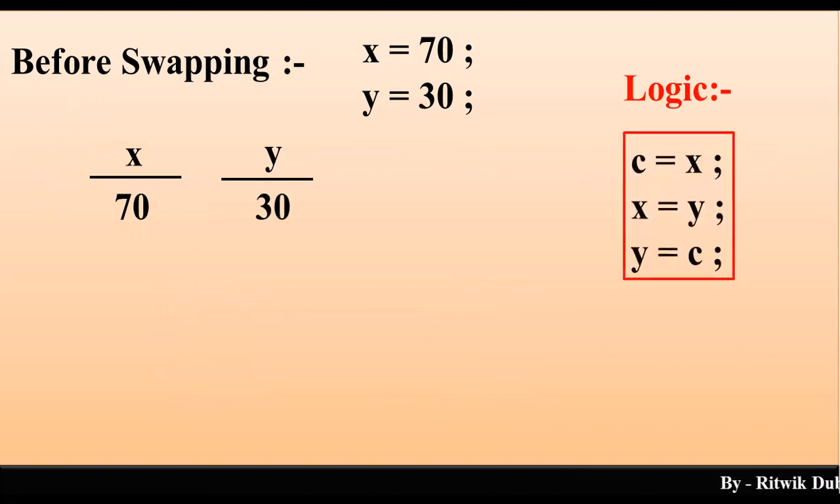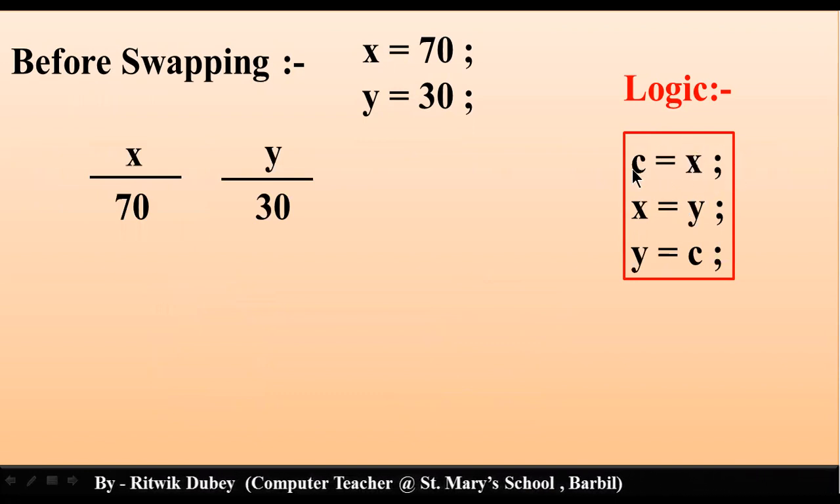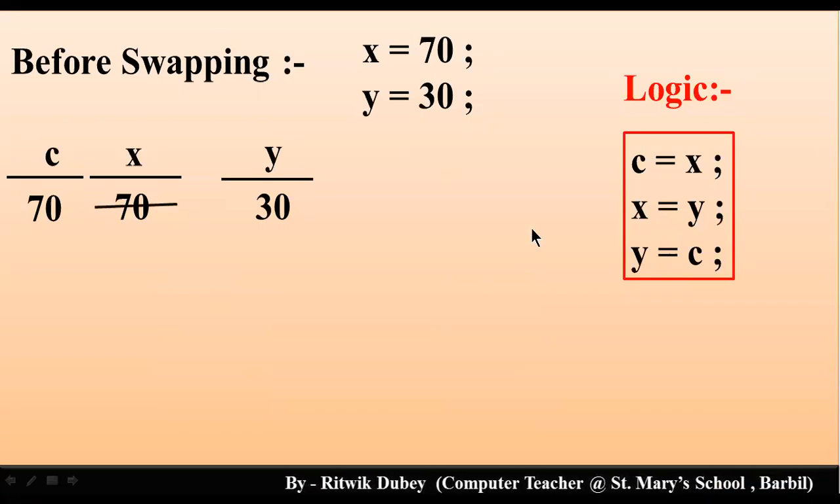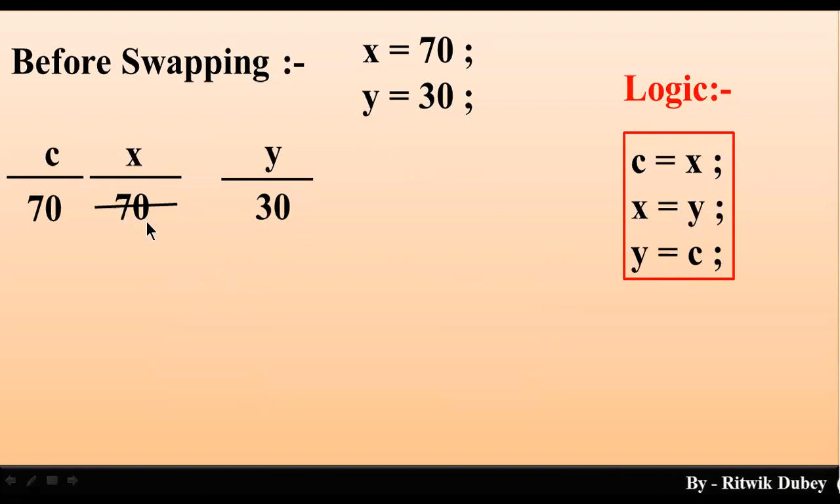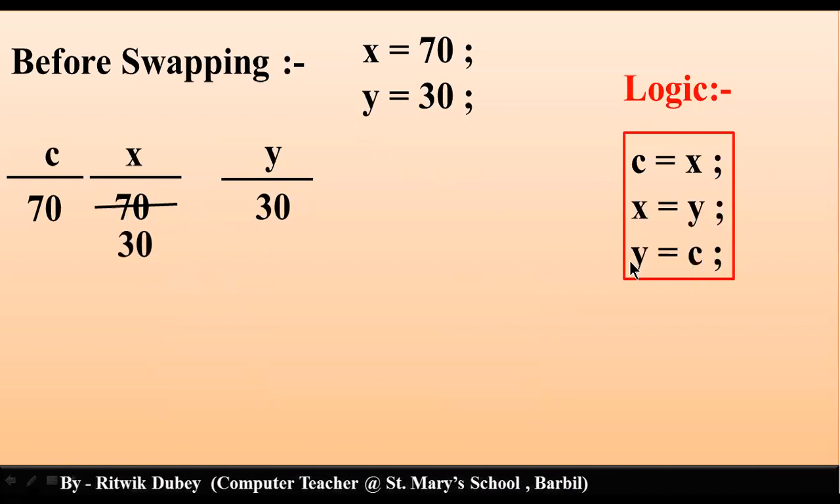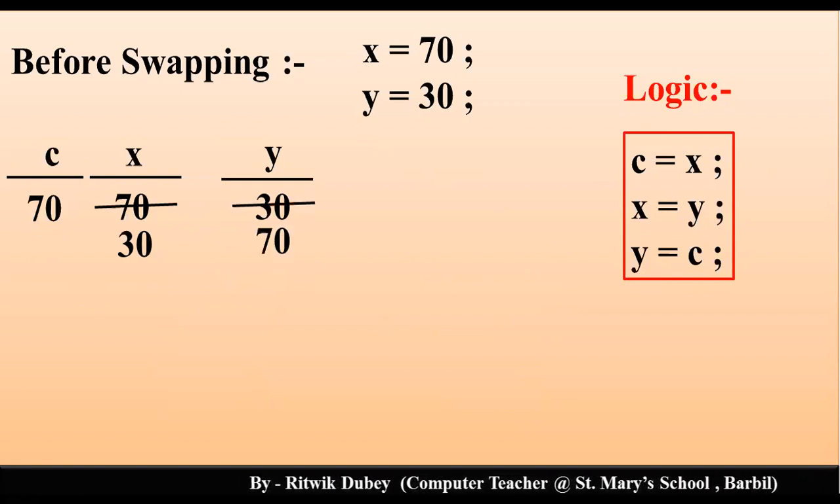So this was the logic where we were using the third variable. C was the third variable. We were preserving the value of x in the third variable C. C is equal to x means the value of x, that is 70, was going into the variable C. Then x is equal to y means the value of y was going to x. The value of y was 30, so 70 gets replaced by 30. And the last line is y is equal to C, means the value of C will go to the variable y. What is the value of C now? 70. 70 will go to y, so 30 gets replaced by the value 70.